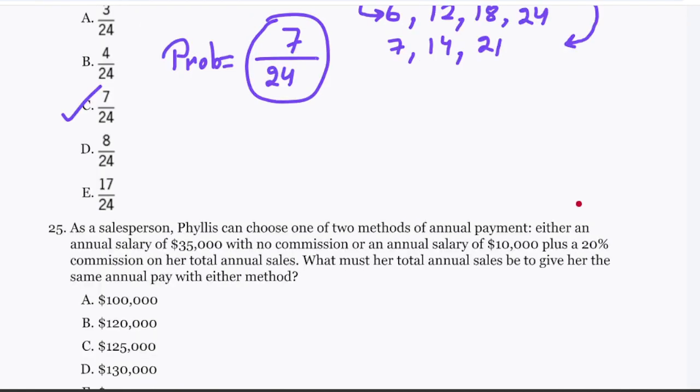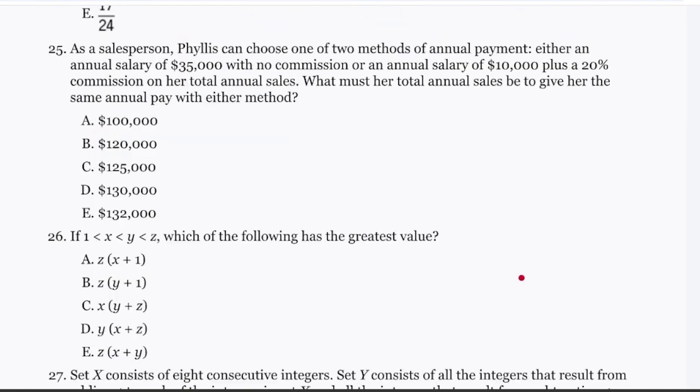Number 25. No, this was also not done. Okay. As a salesman, Phillies can choose one of the two methods of annual payment: either an annual salary of $35,000 with no commission, or an annual salary of $10,000 plus a 20% commission on her total annual sales. What must her total annual sales be to give her the same annual pay with either method?